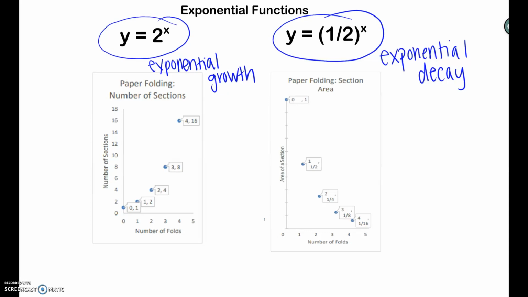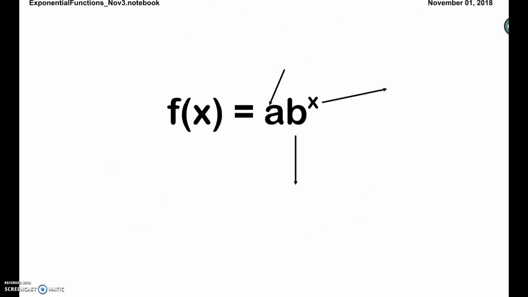You might be able to start figuring out a way to tell which ones are always growth and which ones are always decay, and it has to do with this number right here. So to define what these 2 equations would look like in any sense, we've got this form of exponentials right here. Go ahead and write this down in your notebook, and off to the side write that this is called standard form. This is a standard form of an exponential. And you'll notice I've got 3 arrows off each piece because we're going to describe what those pieces are.